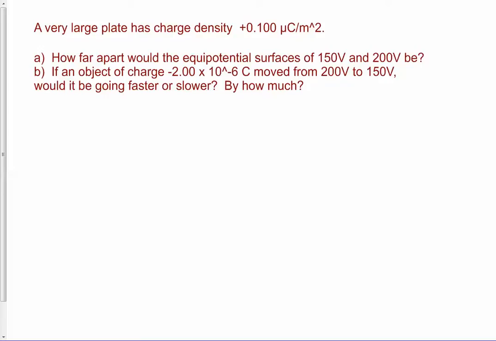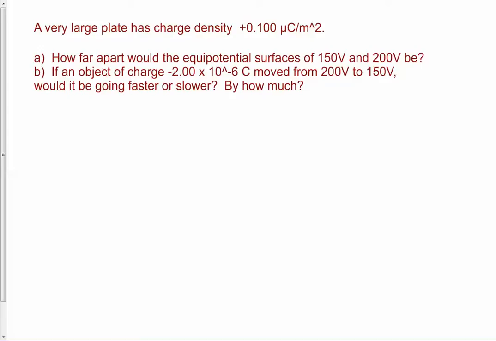So we have a very large plate, and of course as soon as you see very large you want to think infinite plate. When we have formulas, we have a formula that deals with that situation for an infinite plane of charge. And so a very large plate has a charge density of 0.100 microcoulombs per square meter, positive. Question A is, how far apart would the equipotential surfaces of 150 volts and 200 volts be?